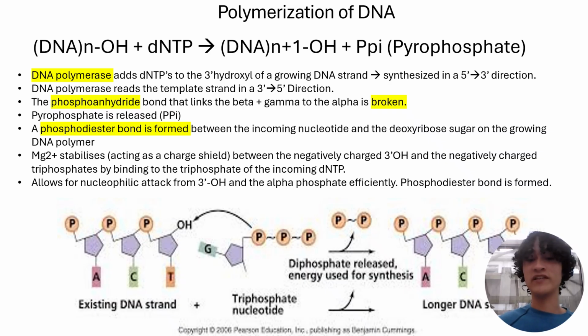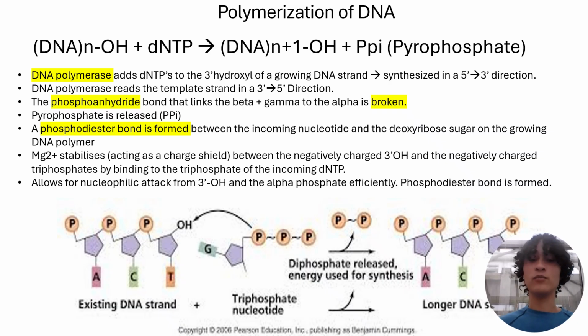That provides the energy, the Gibbs free energy that allows the work to happen. That allows the polymerization process to happen. We get pyrophosphate, or diphosphate, released as a byproduct. That's just the beta and gamma phosphates being cleaved off, and the phosphate attached to the 5th carbon of the deoxyribose sugar will form a phosphoester linkage, or in this case a phosphodiester linkage, with that hydroxyl group on the 3rd carbon.